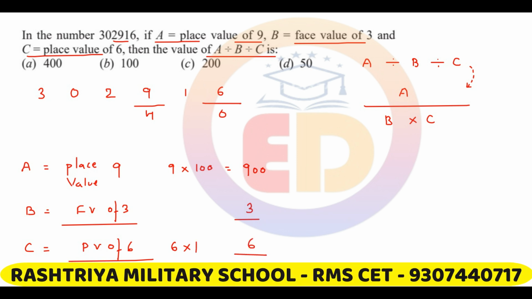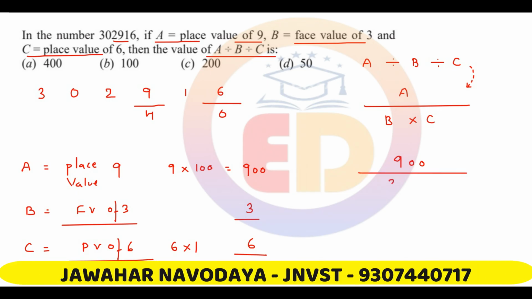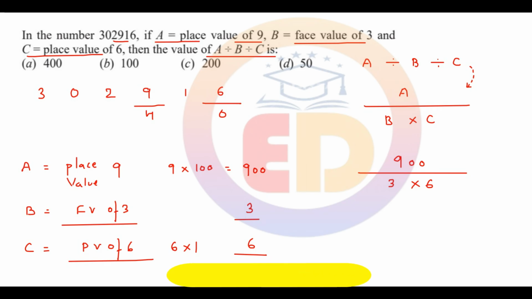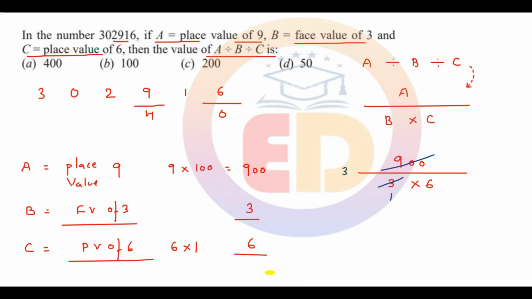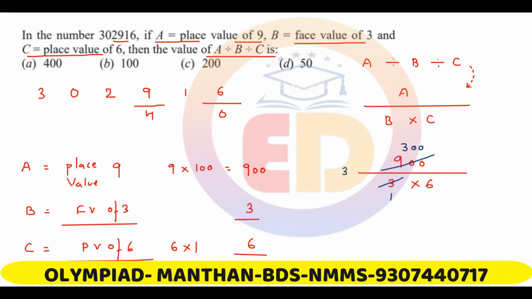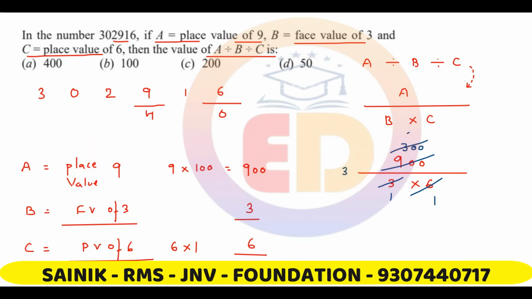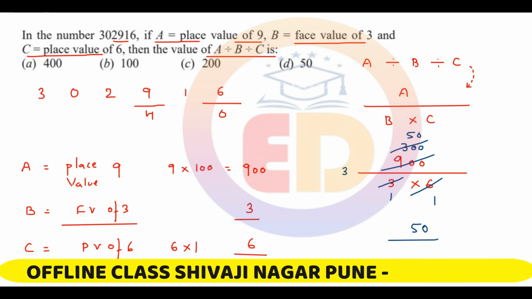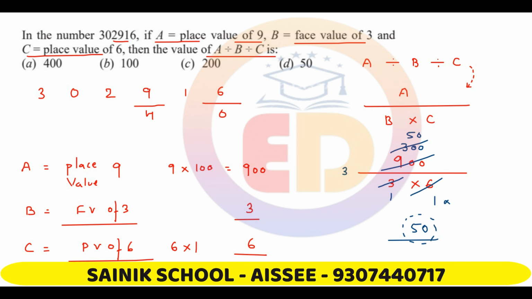Let us substitute the value. A is 900 upon 3 multiplied by 6. Let's cancel 3 and 900. You cancel by 3. This is 3 1s are 3. 3 3s are 9. So this will be 300. 300 divided by 6. We know 6 1s are 6. 6 5s are 30. Place a 0. Our numerator is 50. Our denominator is 1. Ignore the denominator 1. Our answer is 50. Option number D.